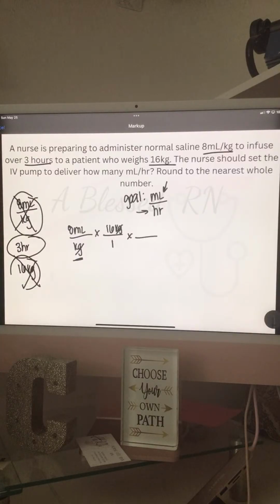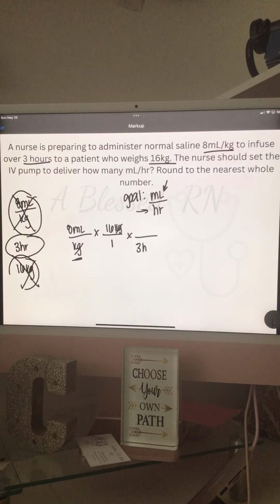We're going to put it on the bottom, right? Because that's where it told us to. Boom. So now you see we've got milliliter at the top and hour at the bottom. So I have not done any math yet. Grab my calculator. Now I can do the math because my equation is finished, right? So you see how easy this can be.